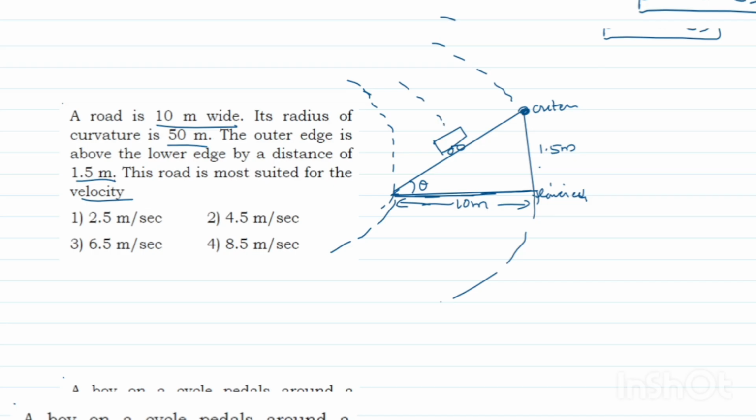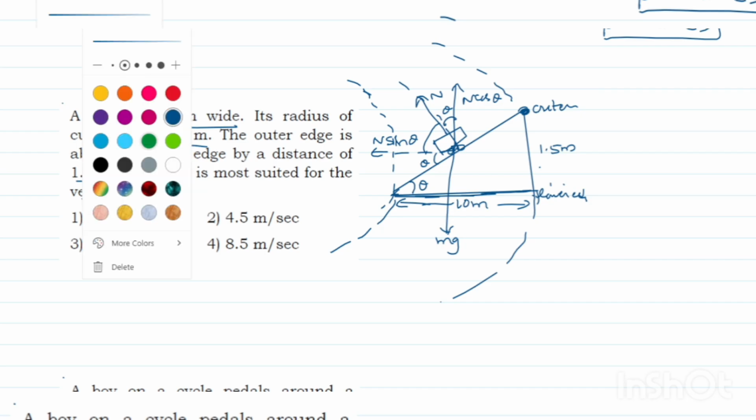If it is going to be moving like this, at this point we take the normal reaction where it is contacting, and the total vehicle weight is acting downwards. When simplifying, this is theta, and this will be 90 minus theta. Again, this is theta, and this will be N cos theta, and this side will be N sin theta.